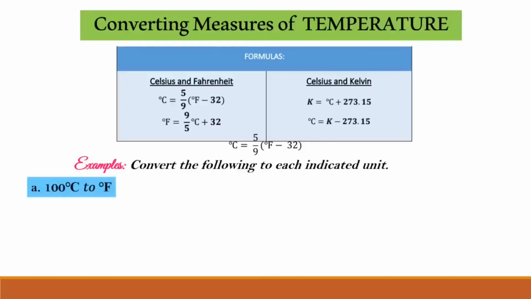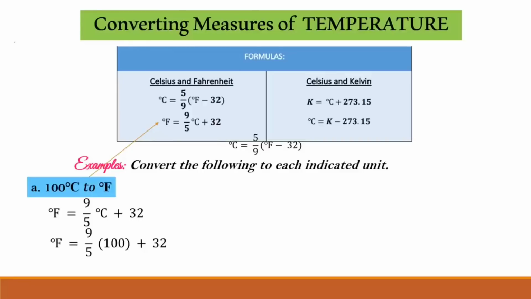solve the following. So for example A, we are going to convert 100 degrees Celsius to Fahrenheit. So for this, we are going to use the formula. Degrees Fahrenheit is equal to 9/5 times our temperature in Celsius plus 32. So using that formula, we are going to substitute the value of our given to degrees Celsius. So we will have 9/5 times 100 plus 32.